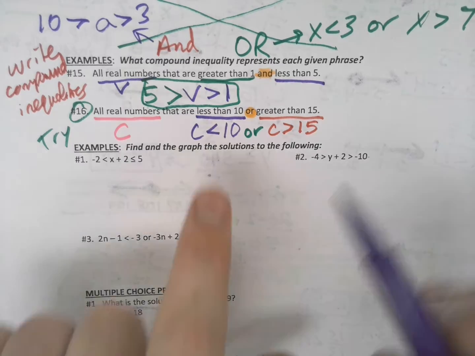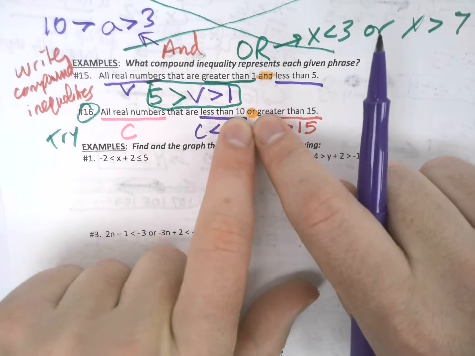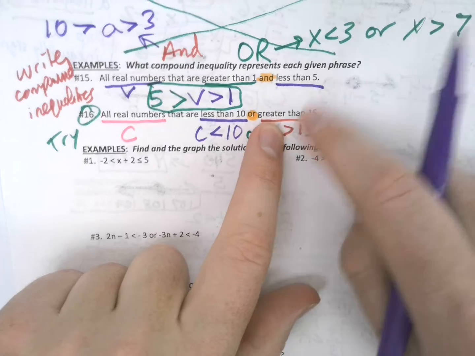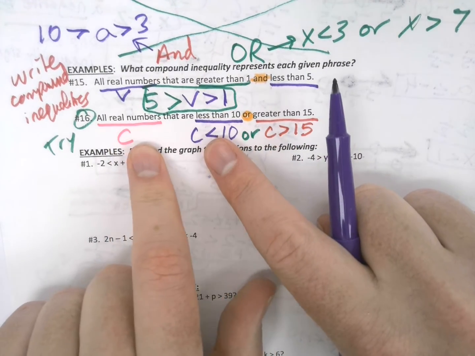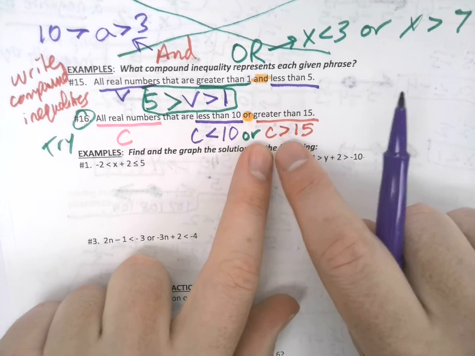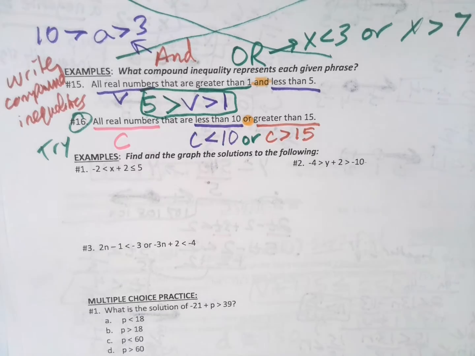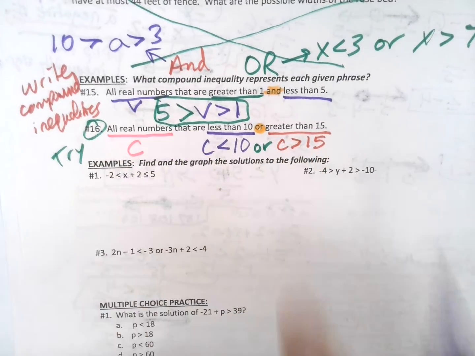All right, check this one out, guys. All the numbers that are less than 10, here's our word, or greater than 15. So we know we're going to have a situation like this up here. So I chose C. C is less than 10 or greater than 15. So hopefully you feel pretty good about that one. That one's not too bad, is it? Not too bad at all.